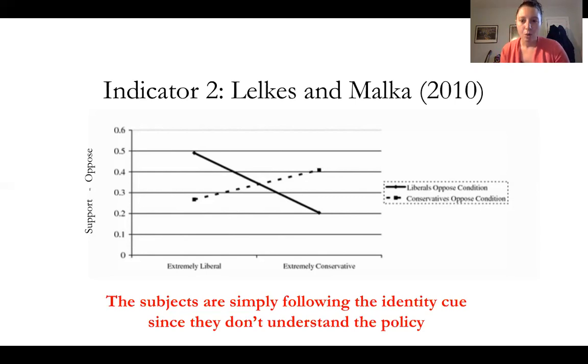But basically, when they show people this policy without any ideological labels next to it, people are all over the place. They don't know how to feel about this policy because they don't understand it and they haven't thought a lot about it. But if they show liberals this policy and tell them that liberals really oppose this policy, suddenly people are following that group cue. And the same thing is happening for conservatives. When we say that conservatives oppose this policy, suddenly the people who are conservative will start to oppose it too. So people are following their group cues.